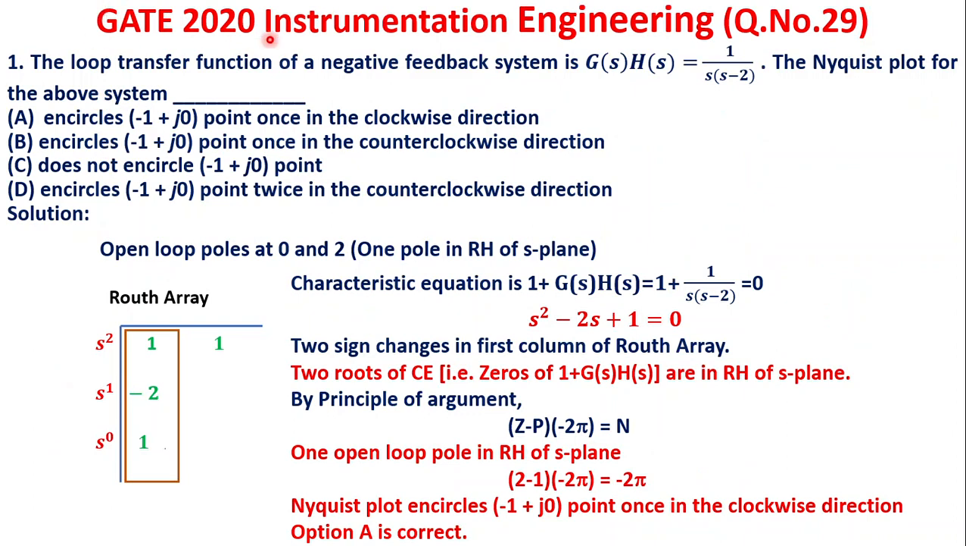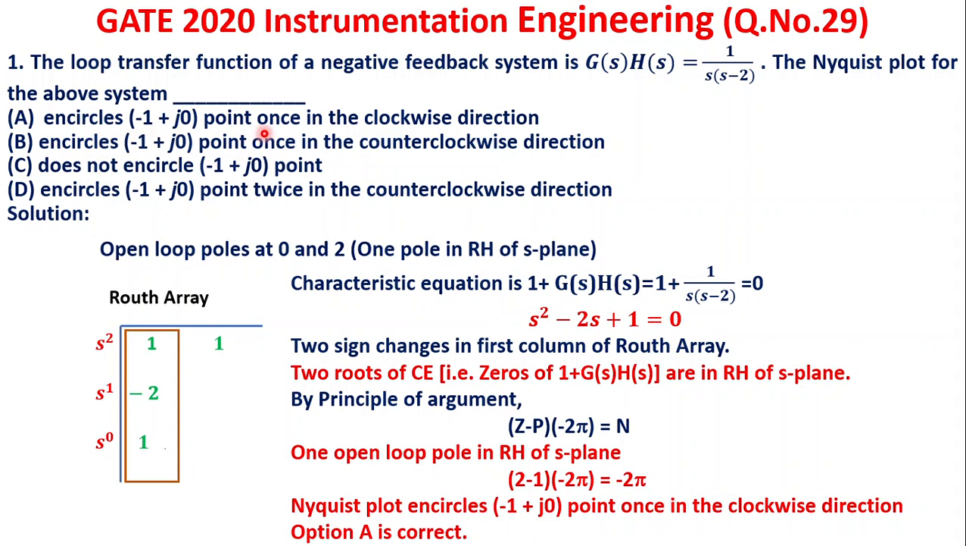Question number 1, it is taken from GATE 2020 Instrumentation Engineering, question number 29 of that paper. The loop transfer function of a negative feedback system is G(s)H(s) = 1 / (s(s-2)). The Nyquist plot for the above system dash. So 4 options are given.